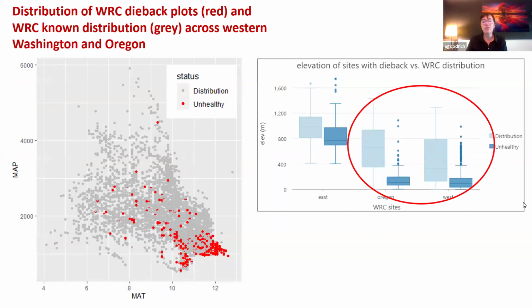And so the red circle I have around the Oregon and the Western Washington sites, you can see that in general, those sites with dieback, or the dark blue, or unhealthy, were at significantly lower elevation than the distribution of western red cedar. And then if you look at the graph on the left, if we plot all of those sites together across the known distribution of western red cedar, the sites with dieback in general were in the warmer. So this is mean annual temperature on the x-axis. So the warmer mean annual temperature and lower mean annual precipitation, they all clustered in that warmer, drier area.